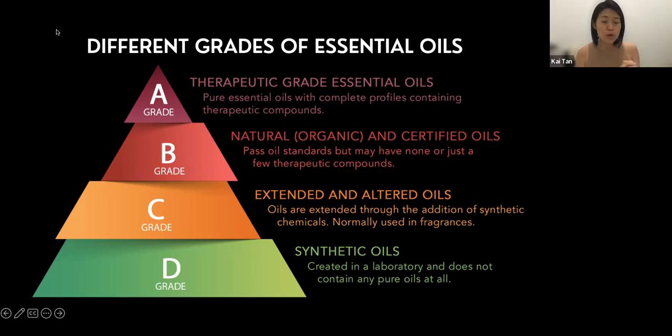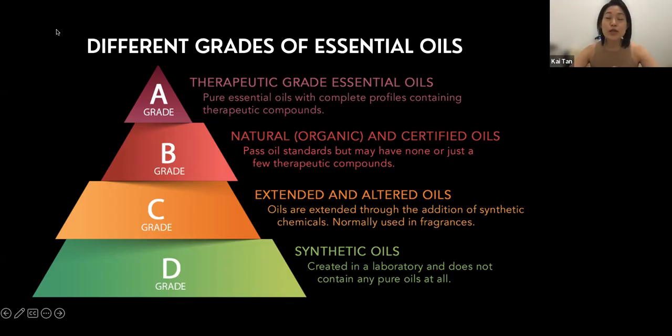So over here, I want to show you 4 different grades of essential oils. Let's start right at the base, grade D. Grade D is what we know as synthetic oils. Synthetic oils have 0 plant essence. I want to stress that, 0 plant essence. It's basically a substance that's made in the laboratory to smell nice. And then they bottle it.